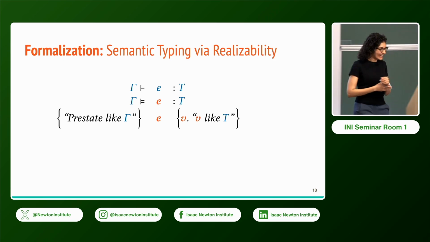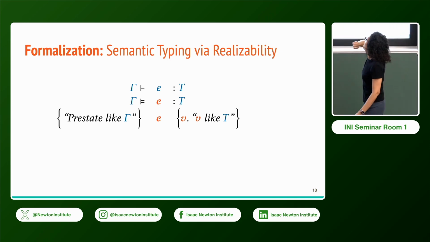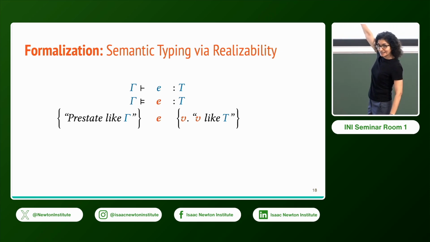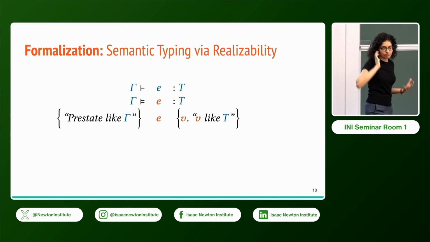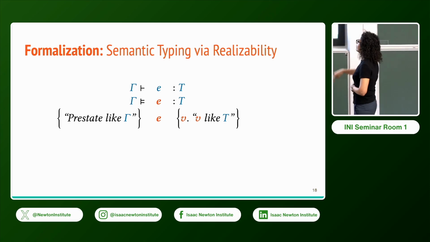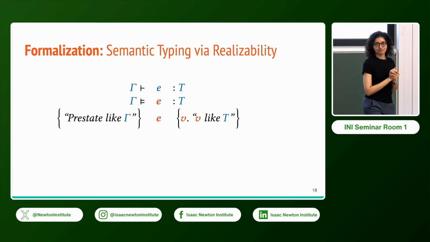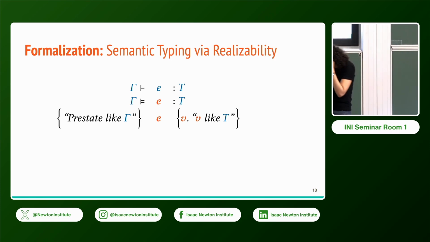Red. Thank you. Okay, so the blue is source code, red is target code. What I want to talk about is, does the target code red E, in the equivalent of the source environment gamma, behave the way source type T dictates? So in a pre-state like gamma, if I run E, I would like to get a value V that behaves like T.